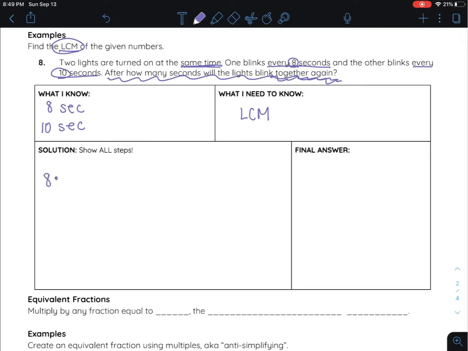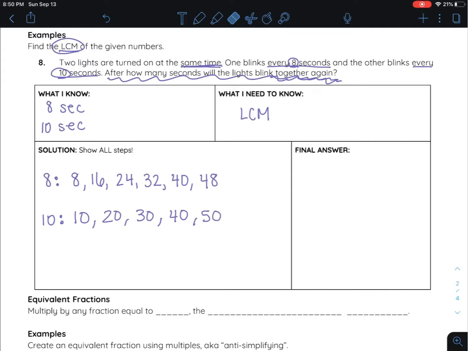So we'll go ahead, we'll do 8 and 10. So 8, 16, 24, 32. If you're thinking about tens, you know you need it to end in a 0. 40, 48. So I think that 40 is going to do it because we'll go 10, 20, 30, 40, 50. So that's the smallest number right there, the 40.